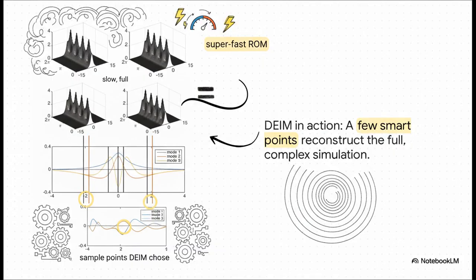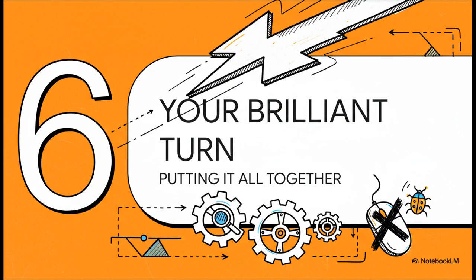And this is just, wow. Just look at this. Check out the top two plots. On the left is the slow, full simulation. On the right is our super fast ROM. I mean, come on, they're almost identical. And what's the secret? Look at the graph below. You see those three little vertical lines? Those are the only 3 sample points DEIM needed to choose. Just 3 smart points were enough to reconstruct that whole complex behavior. Isn't that mind-blowing?